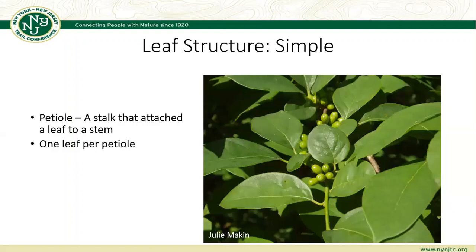Okay, so our next thing that we're going to look for is, what is the leaf structure? So to look at this, we're going to look at how a leaf comes off of the petiole. And the petiole is this little structure here that attaches a leaf to the stem. So this is spicebush, one of my favorite native shrubs. It smells amazing, and it has simple leaves. It has one leaf that comes off of the petiole.